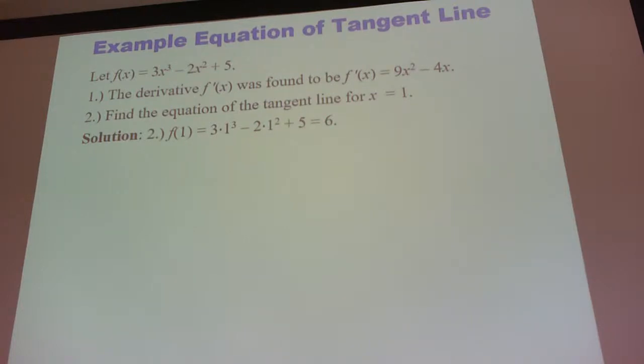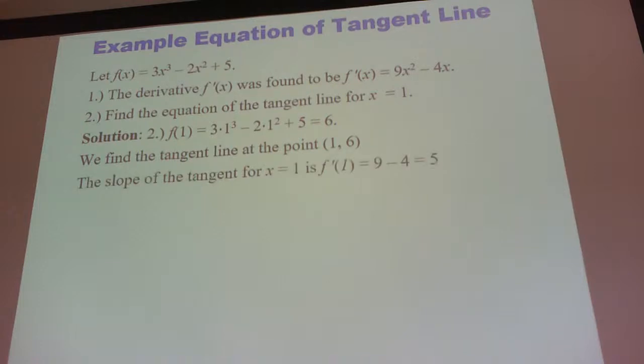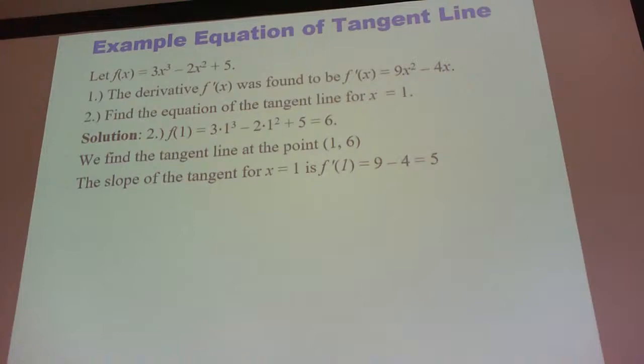If I want to find the equation of the tangent line when x equals 1, I take 1, plug it into the original, and I get 6. So I have the point 1, comma 6. Now we know that to find an equation of a line, if we had a point and a slope, you could find the equation of a line. To find the tangent line at 1, comma 6, we find the slope. To find the slope, you plug 1 into the derivative.